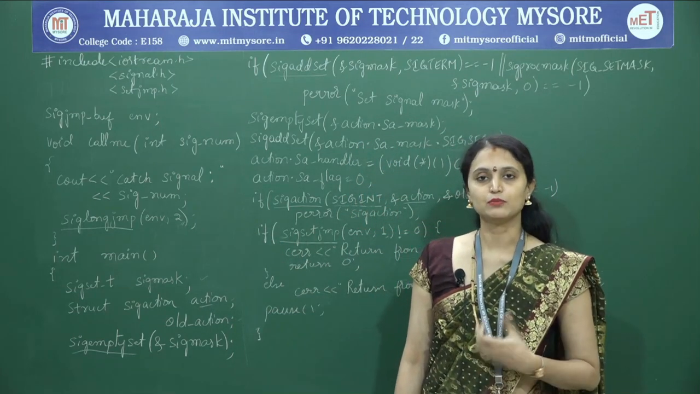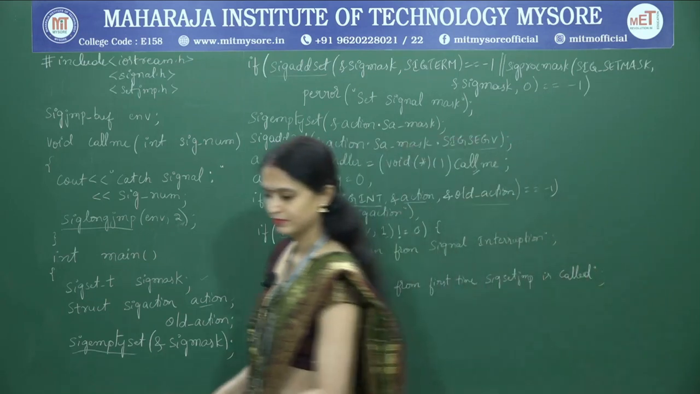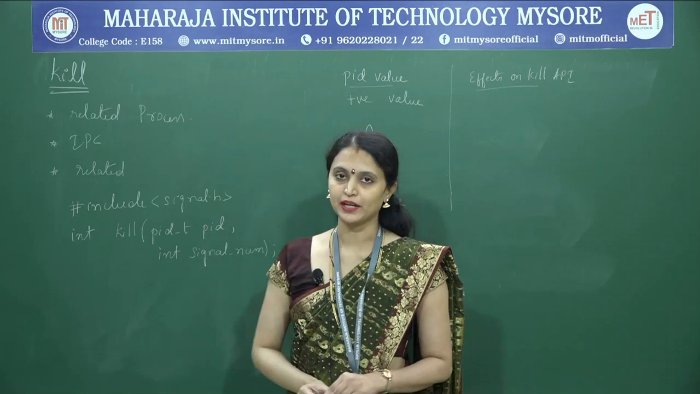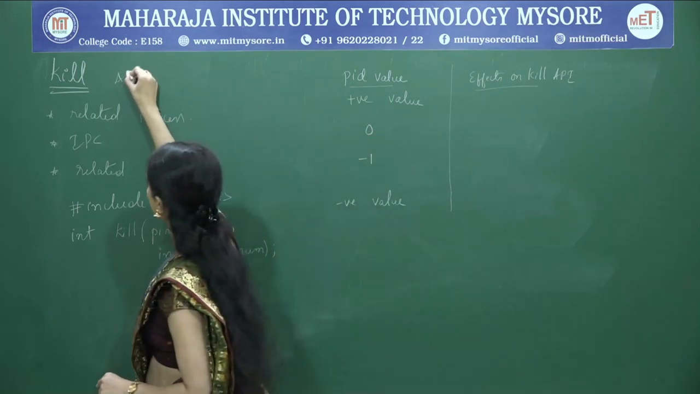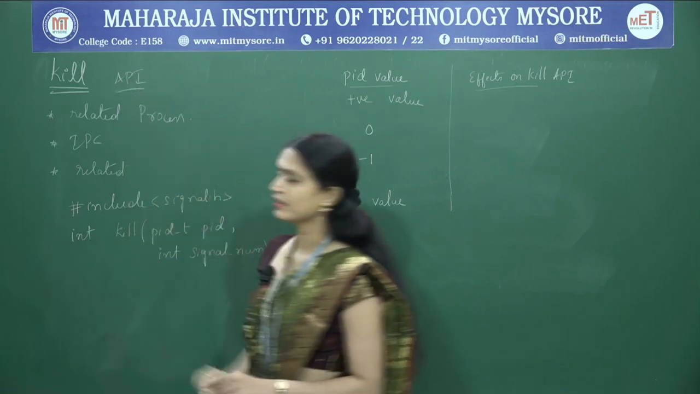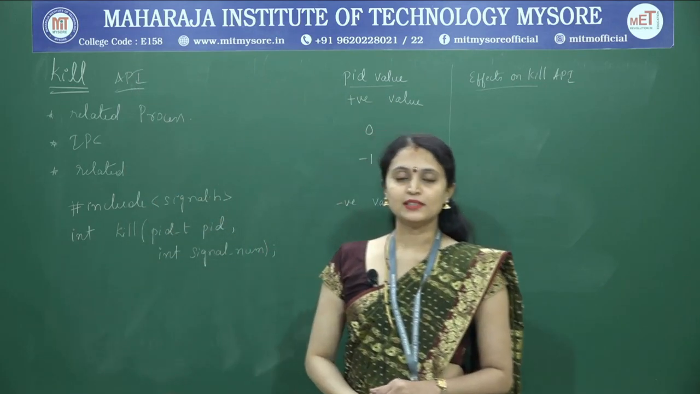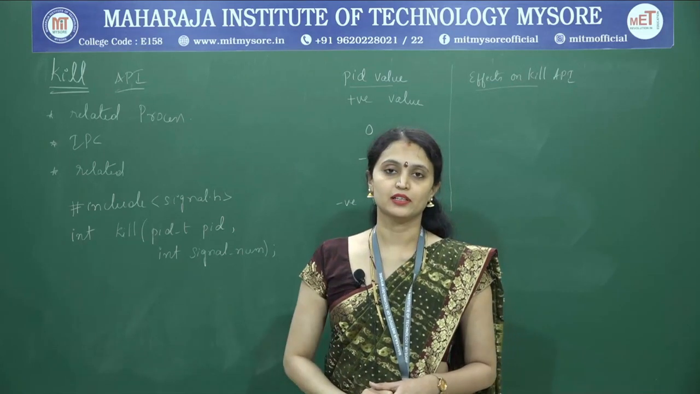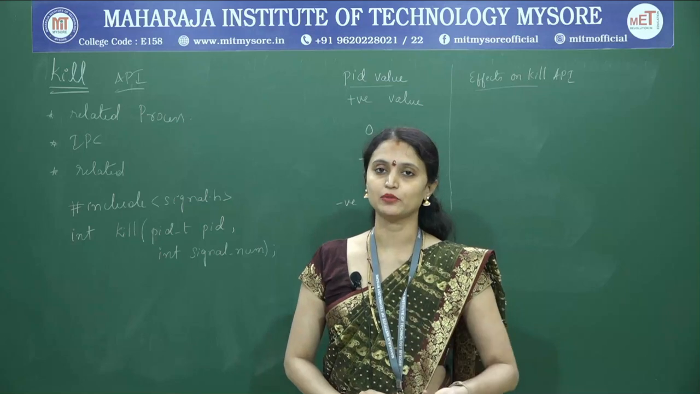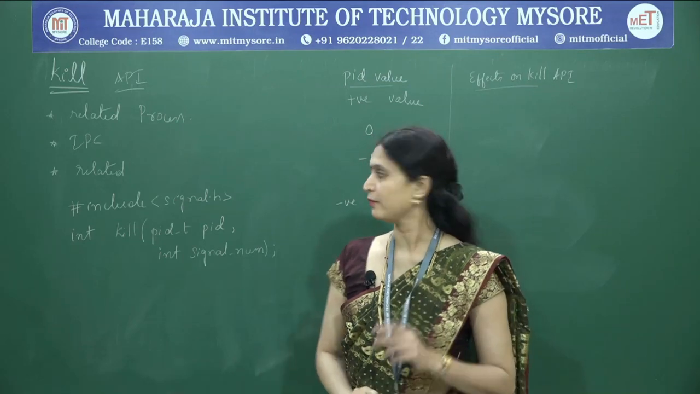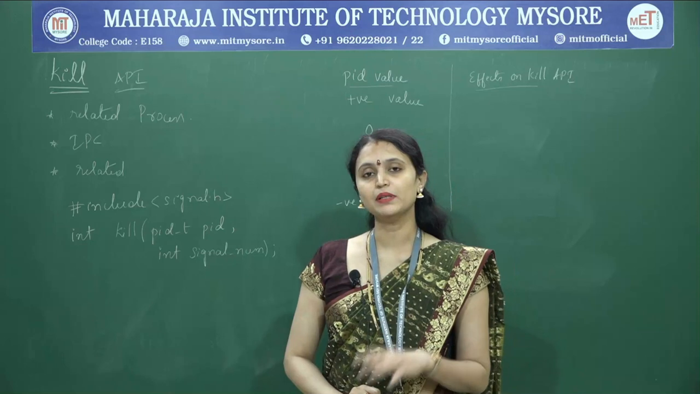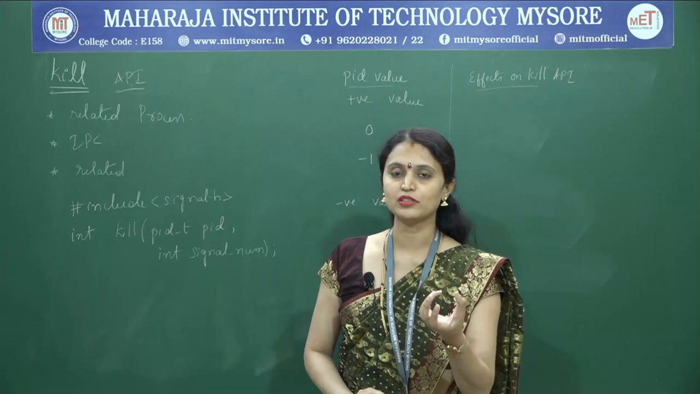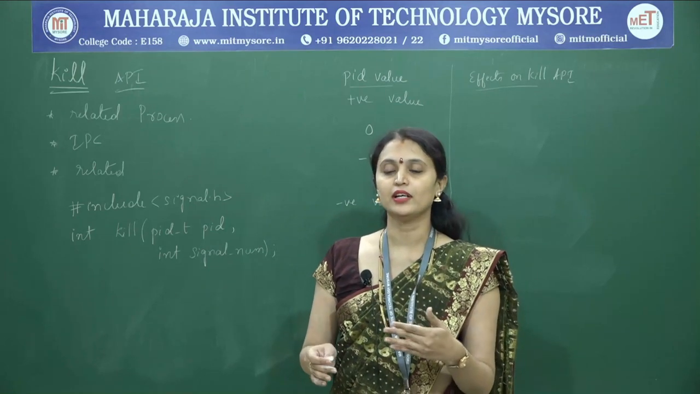Now let's move on to the next concept. The next concept is the kill API. A process can send a signal to a related process by using the kill API. If a process wants to notify its related process, it can make use of the kill API. It provides a simple means of inter-process communication.